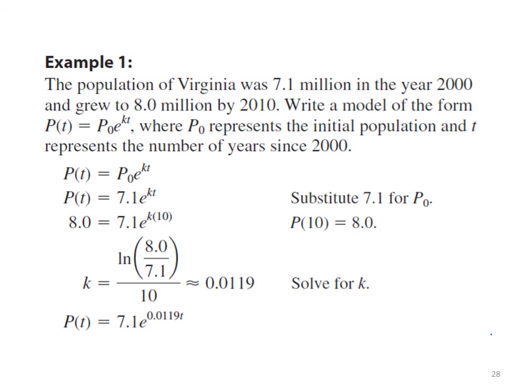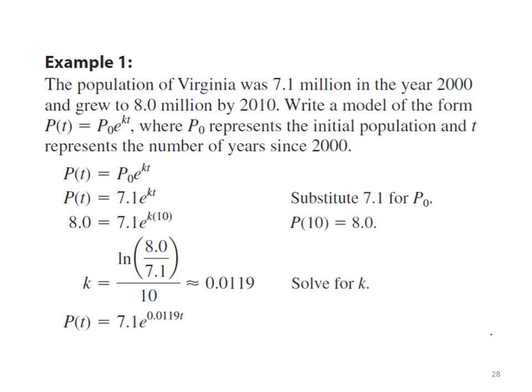Exponential models are used a lot for populations. Population tends to grow, and exponential growth is often used to describe a population. In this example, the population of Virginia, one of the United States, was 7.1 million in the year 2000 and grew to 8 million by the year 2010. Write a model of the form P of t equals P0 times e to the kt.